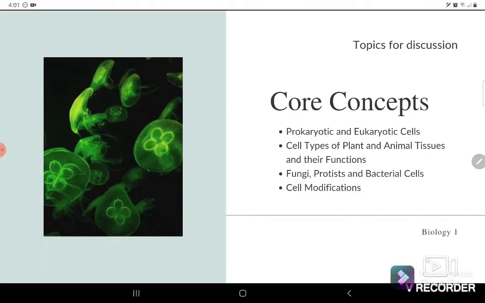So in here, we have our core concepts that will guide us throughout our discussion. The concepts that we are going to discuss are the following. First, we have the prokaryotic and eukaryotic cells. Second, we have the cell types of plant and animal tissues and their functions. Third, we have fungi, protists, and bacterial cells. And lastly, cell modifications.